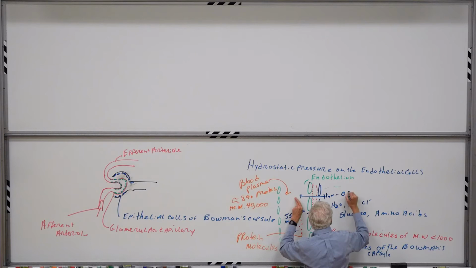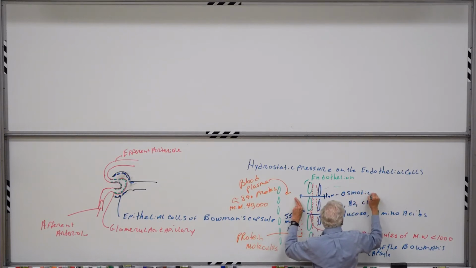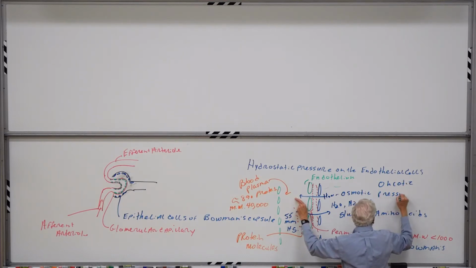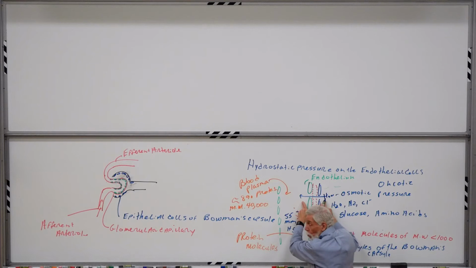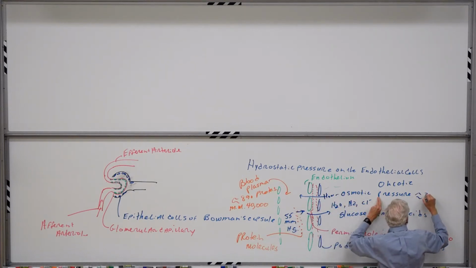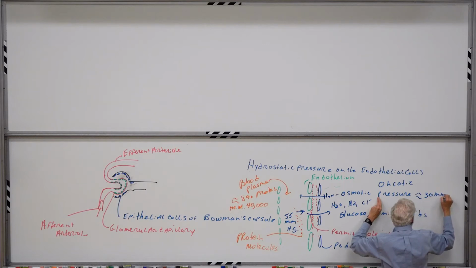This is said to be the osmotic, sometimes you'll see this as oncotic pressure. We can measure this. We can say that this pressure is in the neighborhood of about 30 millimeters of mercury.